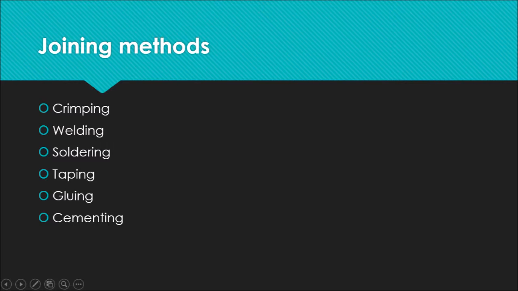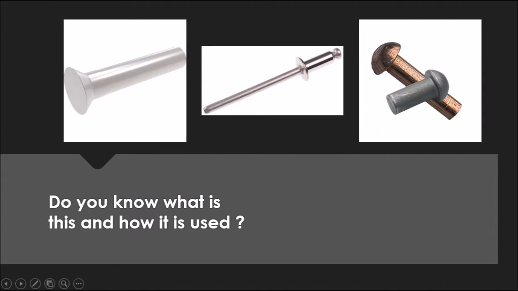Okay students, this slide shows an example of a fastener. Watch carefully and challenge yourself to see if you know what type of fastener this is and how it is used. The next slide will show you a video on how this rivet, which is a blind rivet, is used.